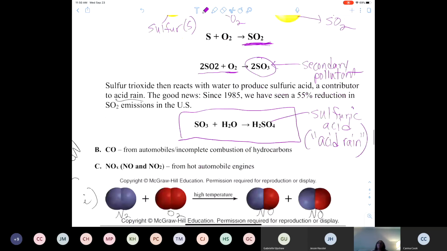And so since 1985, the EPA's standards to reduce sulfur trioxides and SO2s from forming in the atmosphere have been good. There's been a 55% reduction, and that means there's a reduction in the acid rain problem, because acid rain affects aquatic life, it affects the trees, and of course it affects our marble and other limestone based statues and monuments. It causes them to degrade at a much faster rate because the acids will react with the limestone.